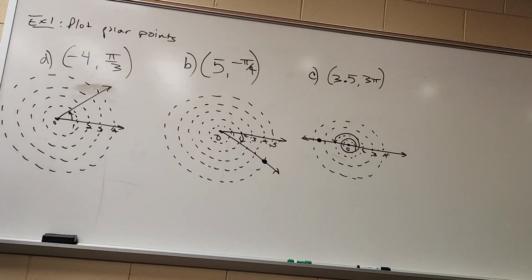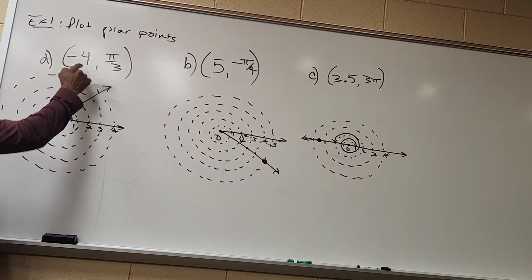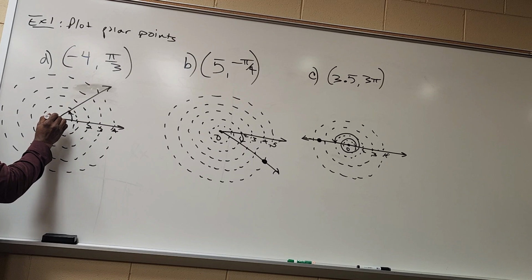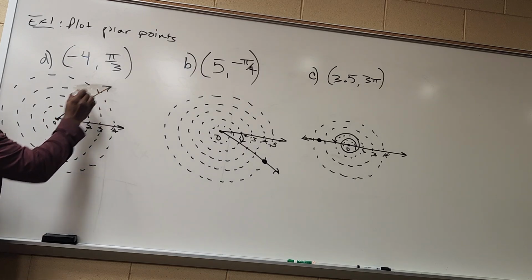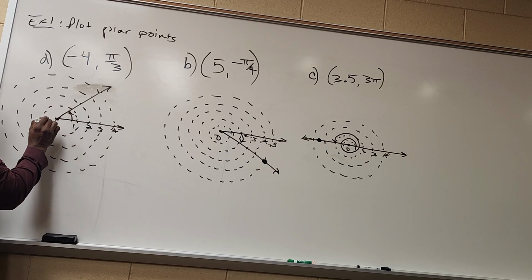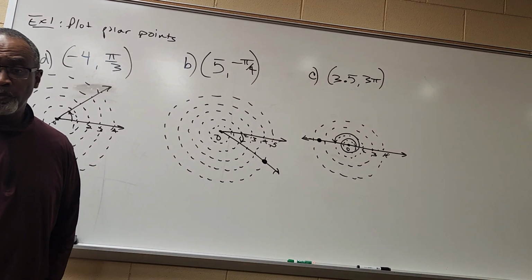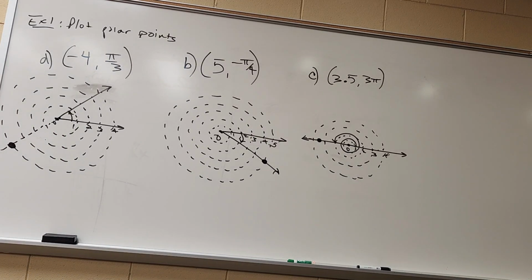4. Okay? So I made an angle of π/3, but since r is negative now, instead of going out in a positive direction, 1, 2, 3, 4, and plotting that point, since r is negative, I make the angle of π/3, and I'll go in the opposite direction to account for that negative sign. So I'll go backwards, 1, 2, 3, 4. There's the point negative 4 comma π/3.